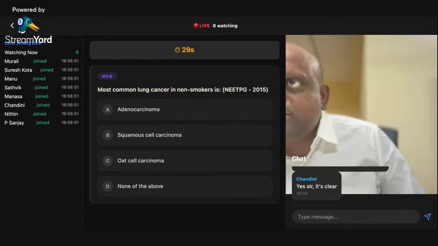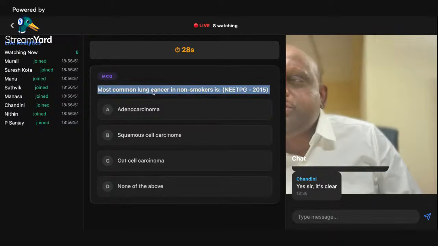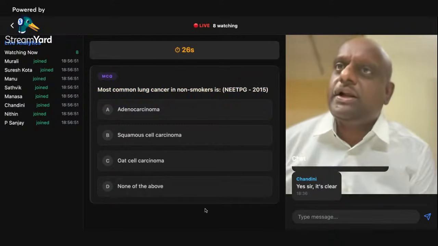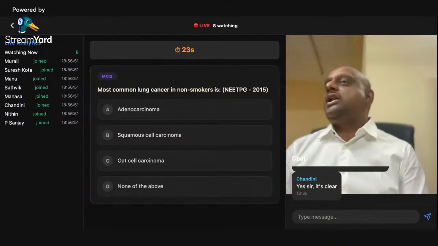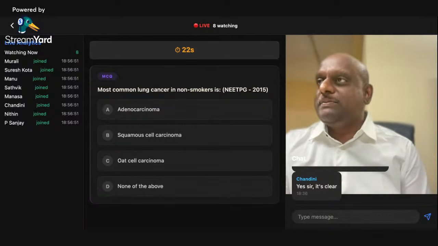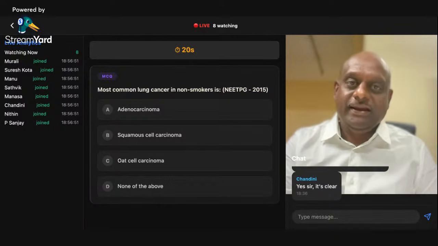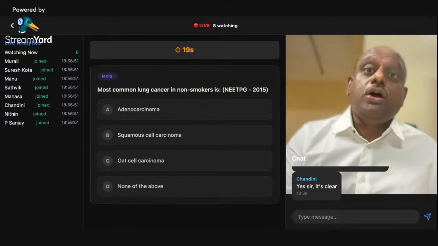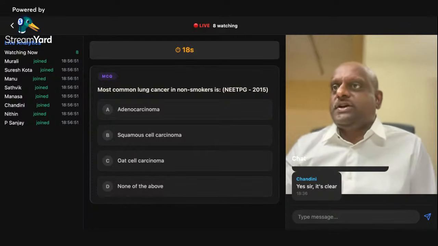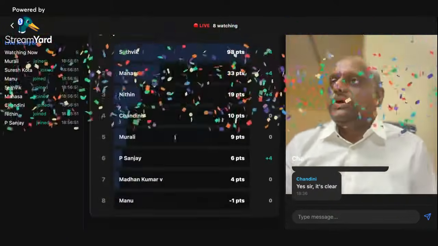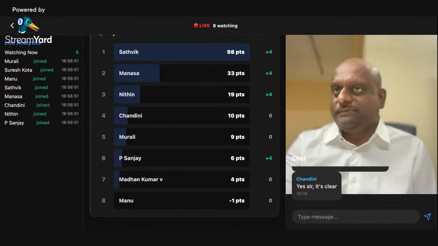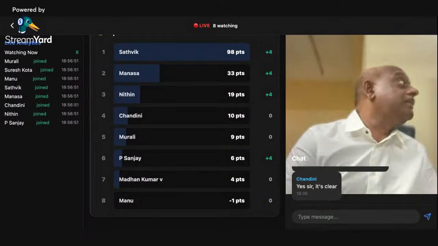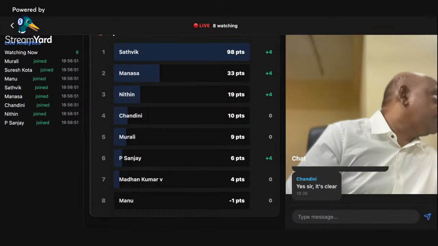Yeah, welcome back to the session, doctor. The most common lung cancer in non-smokers belongs to which histology was the NEET PG examiner's question? Yes, non-smokers, just before we discussed anyway. So, Satvik rightly answered, Manasa and Nitin, adenocarcinoma. 34th question.